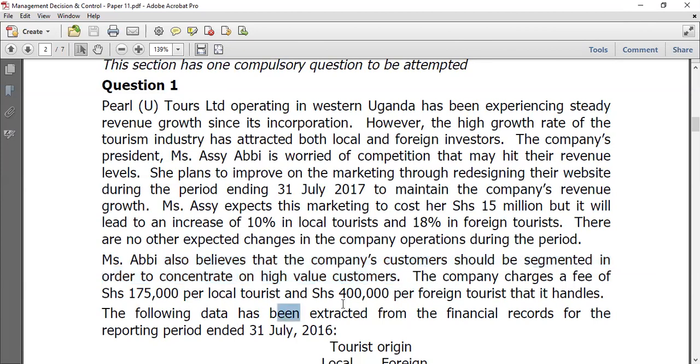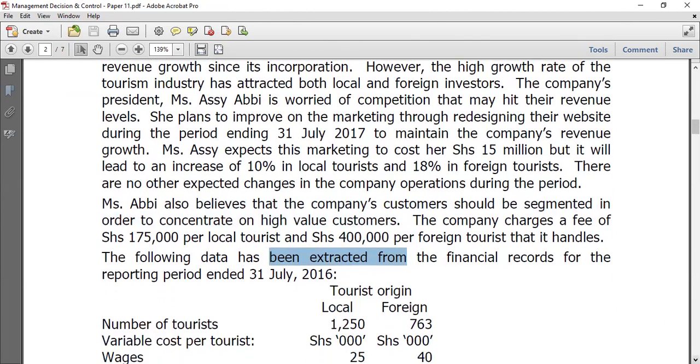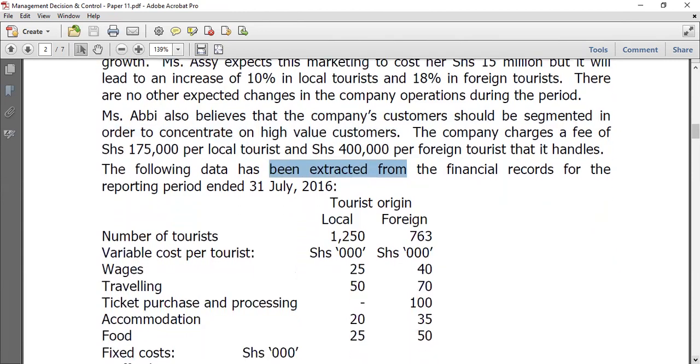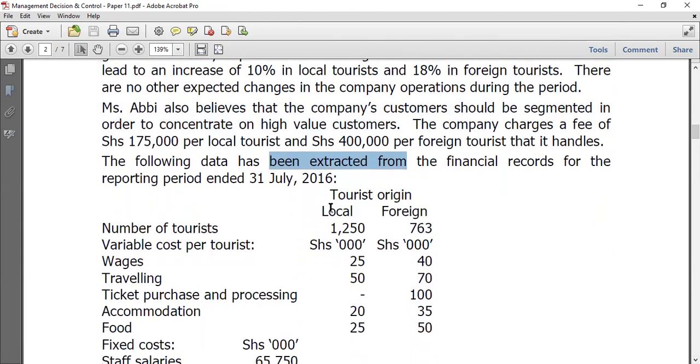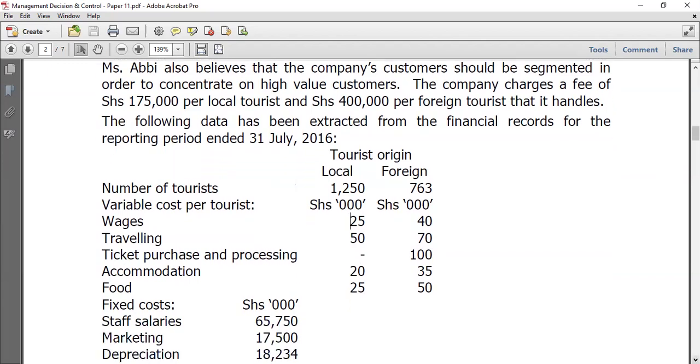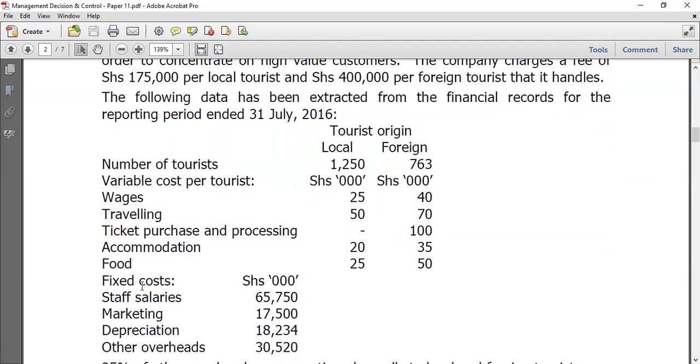So the following information has been extracted from the financial reporting period ended 31st July 2016. So we have tourist origin, we have local, and then we have foreign. These are the number of tourists. These are the variable costs per tourist. I think you can see in every section. And then they also go ahead to give us fixed costs. So we have fixed costs, we have salaries, we have marketing, we have depreciation, we have overheads.